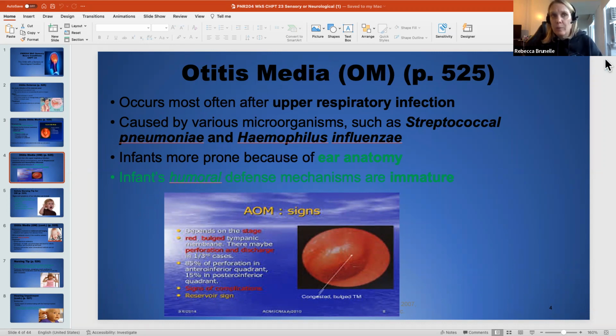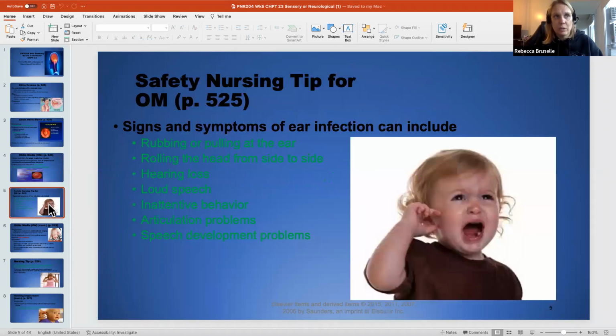It can be viral or bacterial, and these are some of the common bacteria that can cause ear infections. And I briefly mentioned this, that infants are more prone to ear infections because of their ear anatomy, and they also have a lower defense system. They don't have the same immune system as an adult.